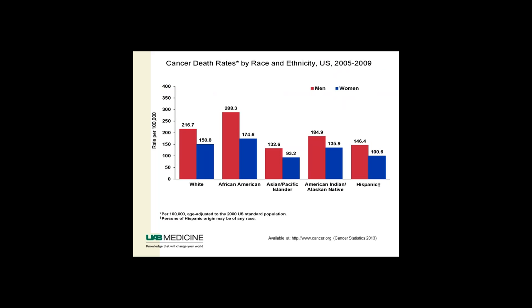Not a trick question. More men than women across. Okay. So across the racial ethnic groups, more men than women tend to die from cancer using this data set from 2005-2009. Anything else? African-Americans. And African-Americans tend to have overall across the groups a higher rate.